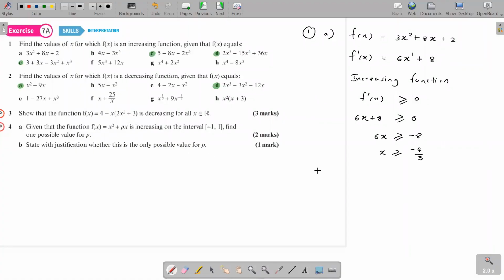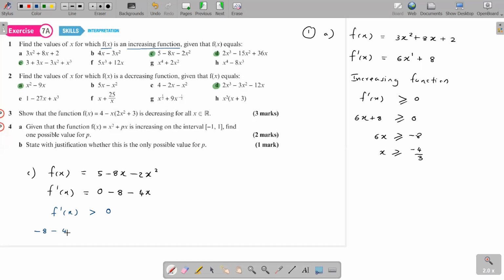Okay, we'll do part C. Part C, f(x) is equal to 5 - 8x - 2x². So first thing is we'll get our f dash x, the derivative, the first differentiation, dy by dx. Differentiation of 5 is 0. Minus 8x differentiation is -8. Minus 2x² differentiation is -4x. Is that okay? And then we need the values of x where f(x) is an increasing function. So f(x) is an increasing function means f dash x is greater than 0.